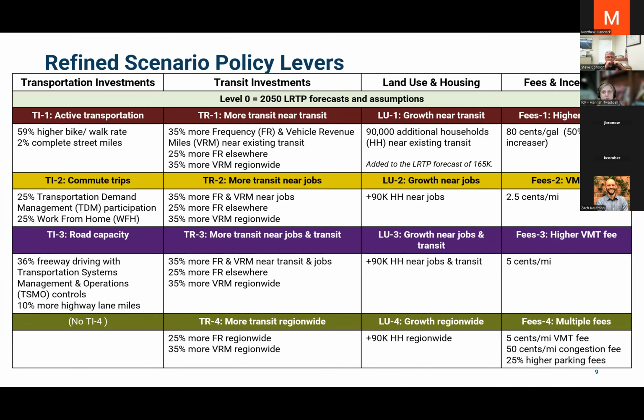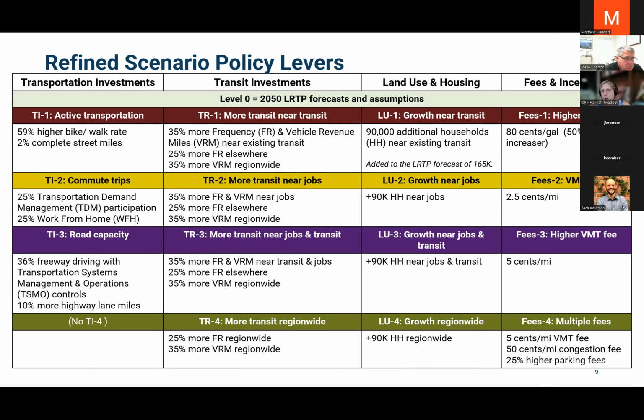The policy levers that we fine-tuned for this second set of scenarios that I'm going to show you now involved splitting up the transportation investment packages that we were looking at into just transit and other types of transportation investments, making those unique packages, and then having some land use development scenarios that were basically the same as the ones in the first run we did, and a set of fees and incentives that were also pretty similar to the first run we did.